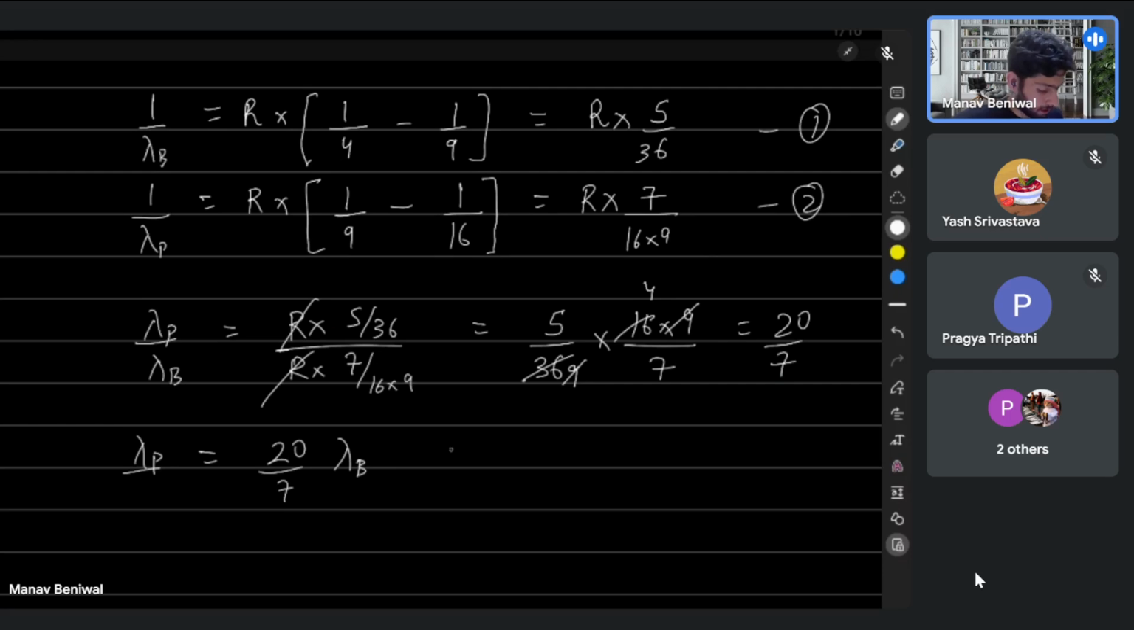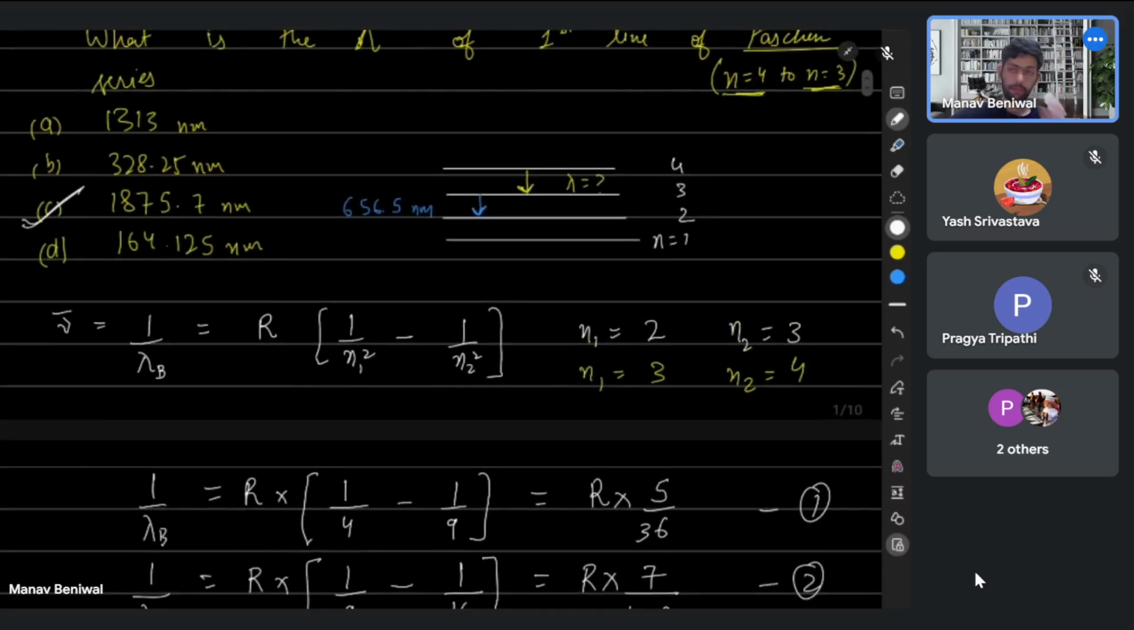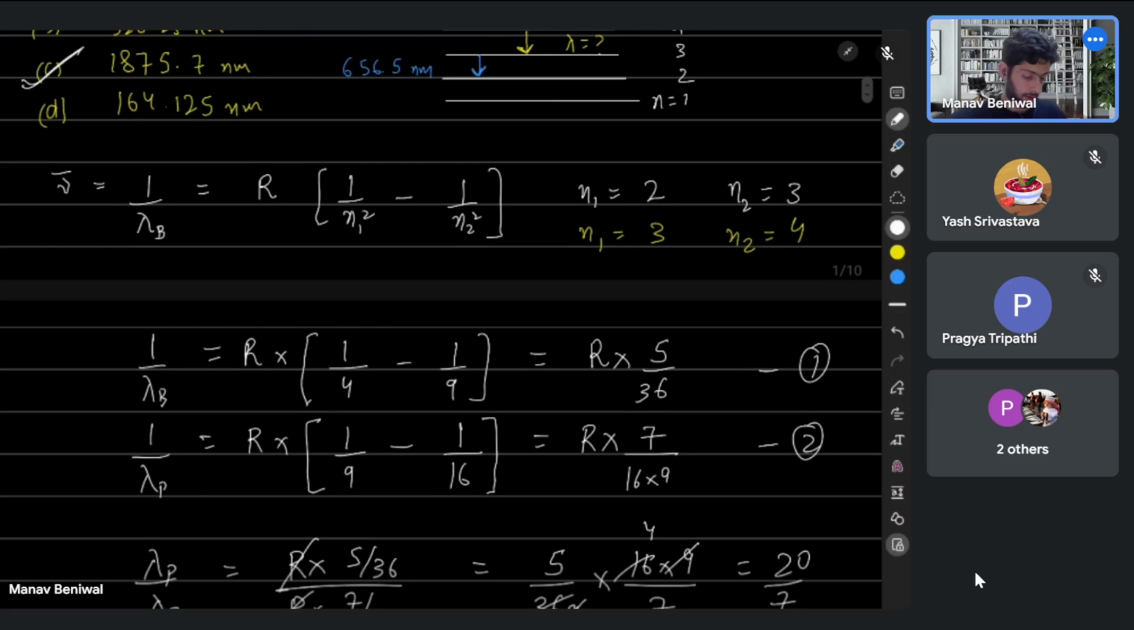And lambda b is given to us as 656.5 nanometers. Okay, so your lambda p will come out to be 1875.7 nanometers. Okay, and this was option C. Okay, any doubts in this one? No. Okay.